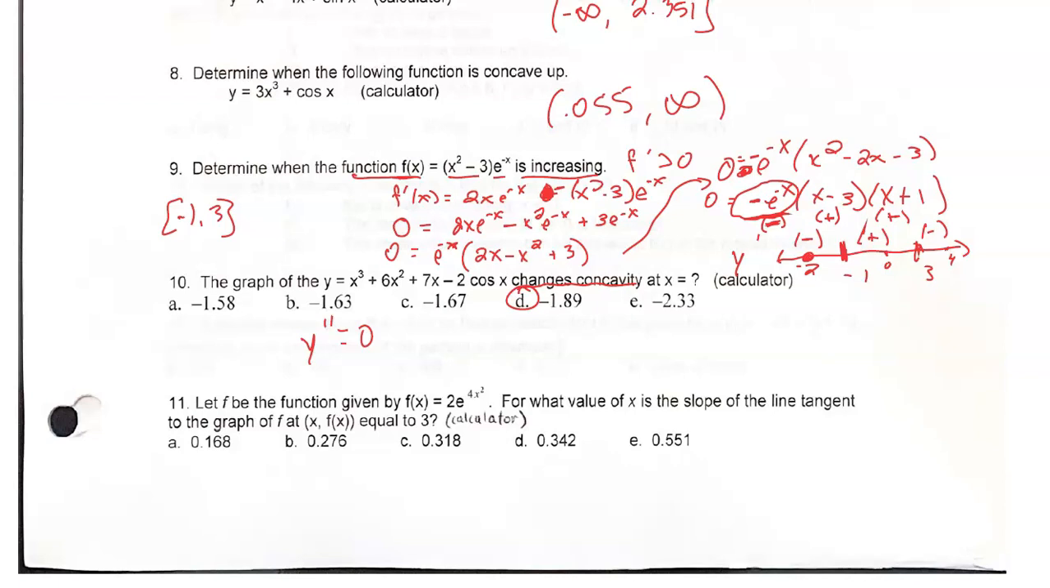11. Here's your function. It says for what value of x is the slope of the line tangent to our function equal to 3. So what this is really just saying is, when is our derivative equal to 3? We'll set it up. This is another one you're going to have to use your calculator to actually answer. But if we took the derivative of this function, we would drop the 2 down. The exponential function would stay the same. And then we've got to do the derivative of the exponent, which is 8x. And then that has to get set equal to 3. So we would get 16x e to the 4x squared equals 3.